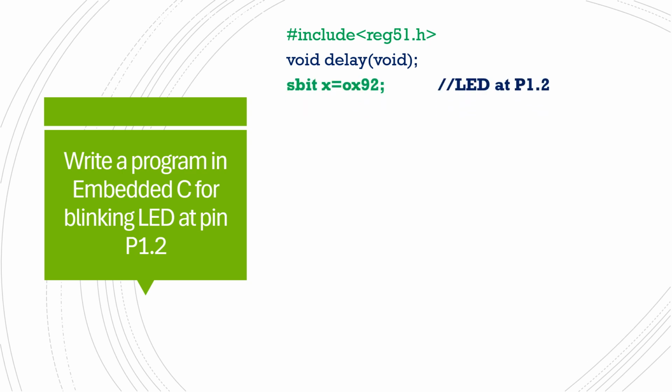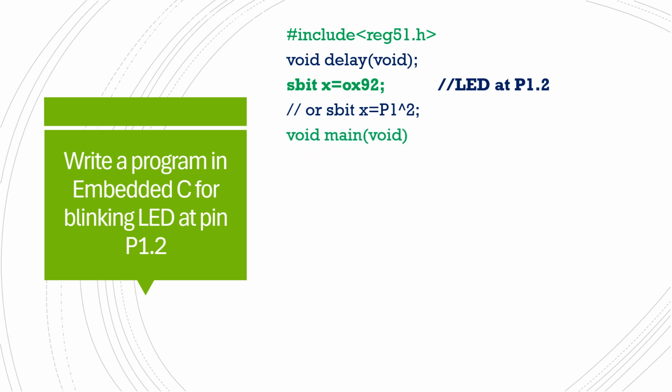Now let us start by naming the pin P1.2 as X with the help of the statement sbit X = 0x92. So the pin P1.2 is given the name X. This statement could also be written as sbit X = P1^2.